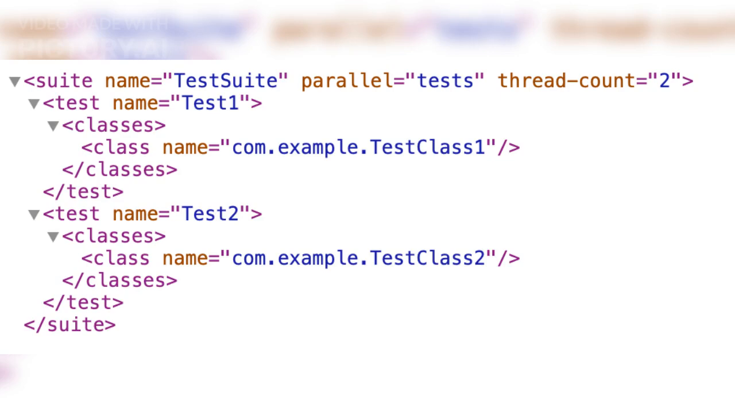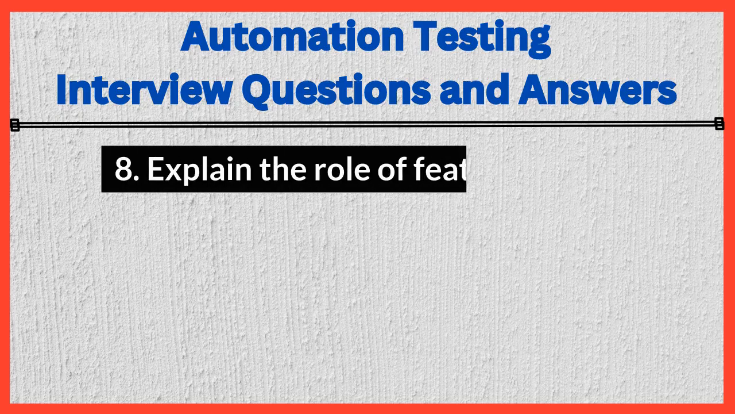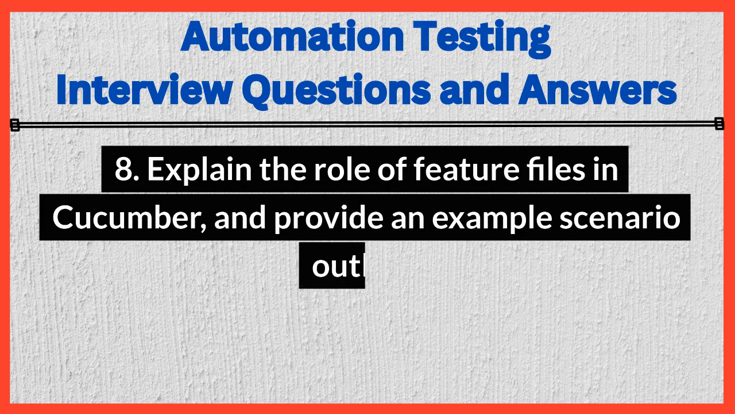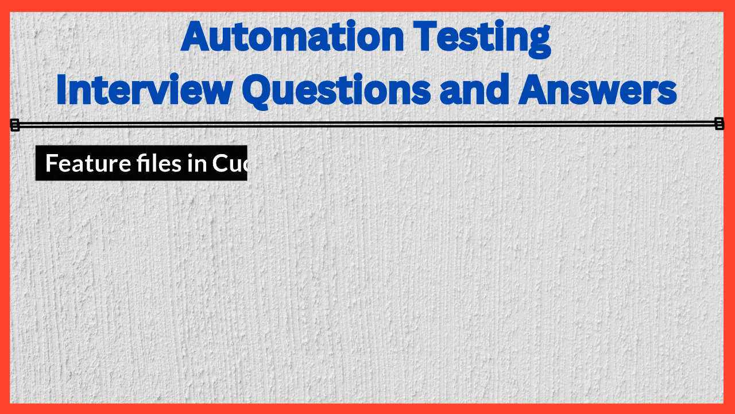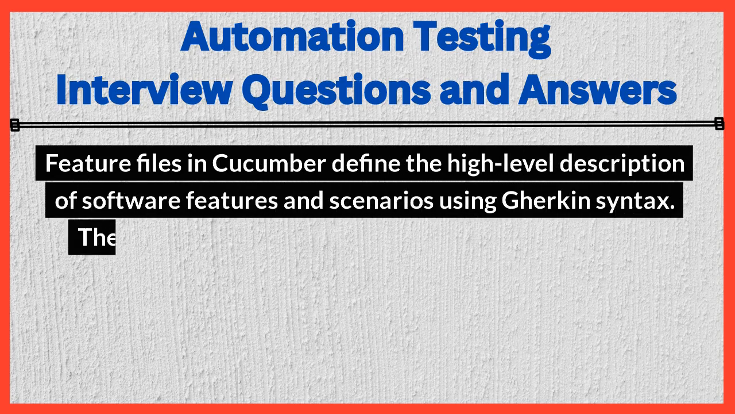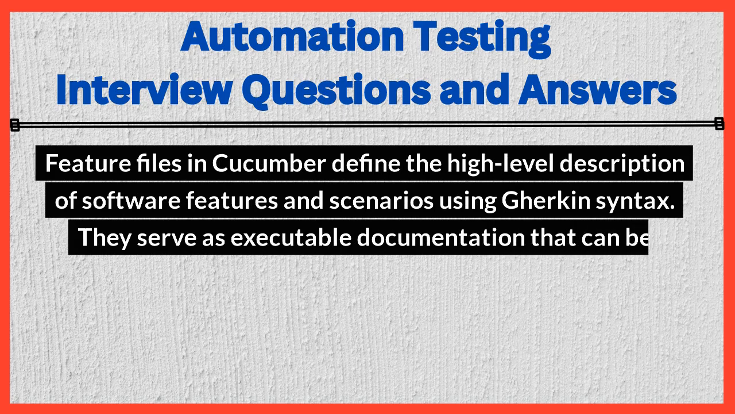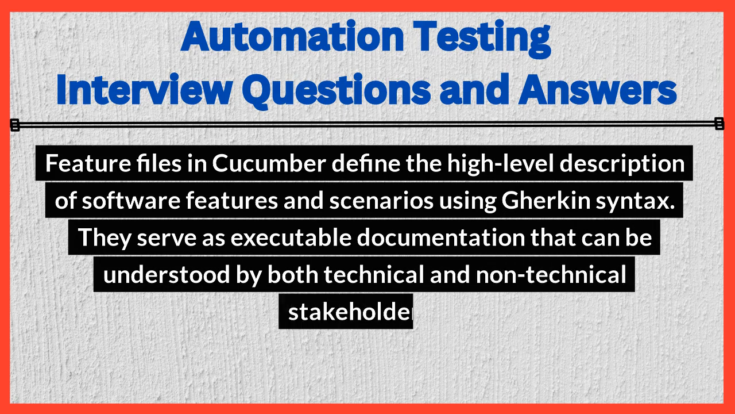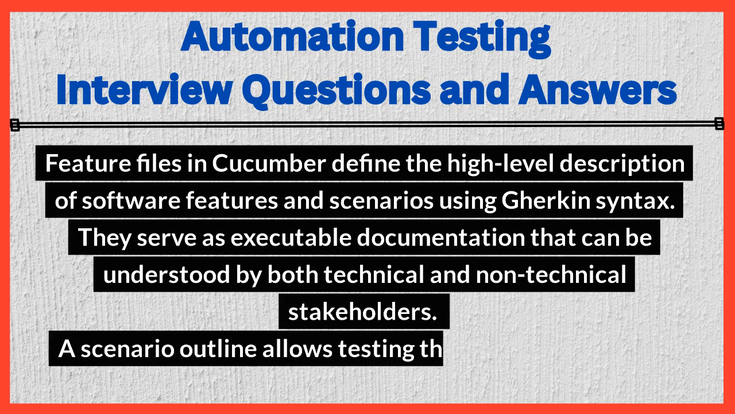8. Explain the role of feature files in Cucumber, and provide an example scenario outline. Feature files in Cucumber define the high-level description of software features and scenarios using Gherkin syntax. They serve as executable documentation that can be understood by both technical and non-technical stakeholders.